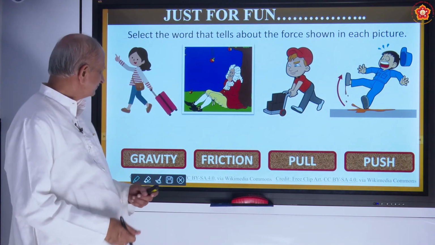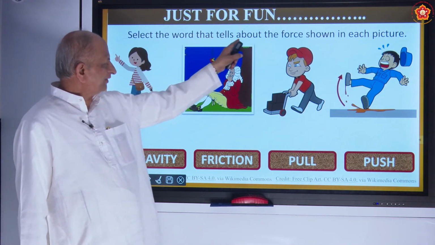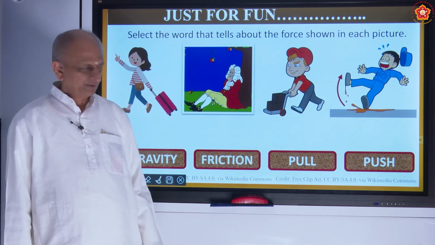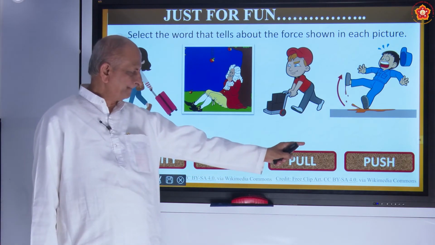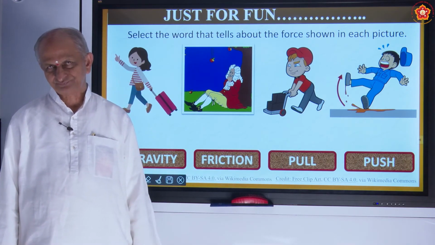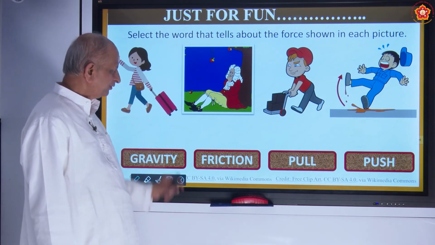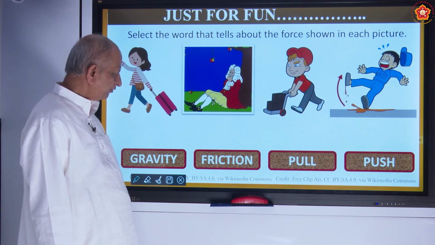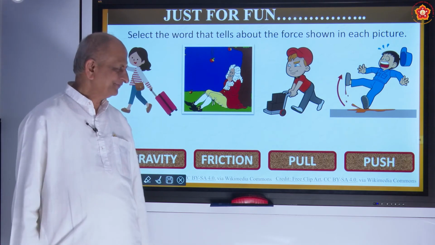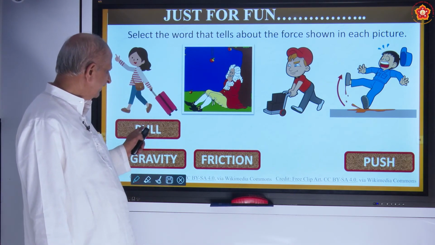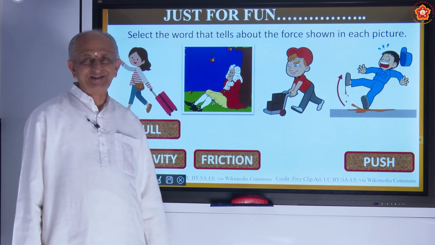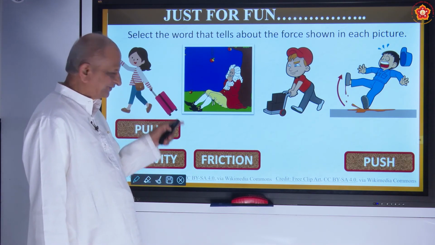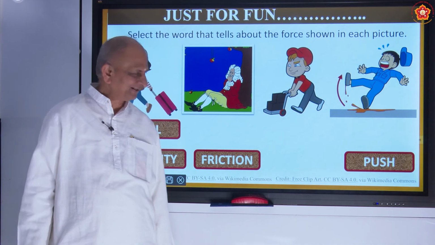Now, come on. Let us see who will answer this. Select the word that tells about the force shown in each picture. Here there are 4 pictures, and here there are 4 kinds of forces. You must match the force. For example, the first figure, what type of force is it? Come on, anybody? Yes, it is pulling. You might have seen at railway stations, they pull these suitcases. Of course, they should have wheels. You can pull it over long distances, correct?